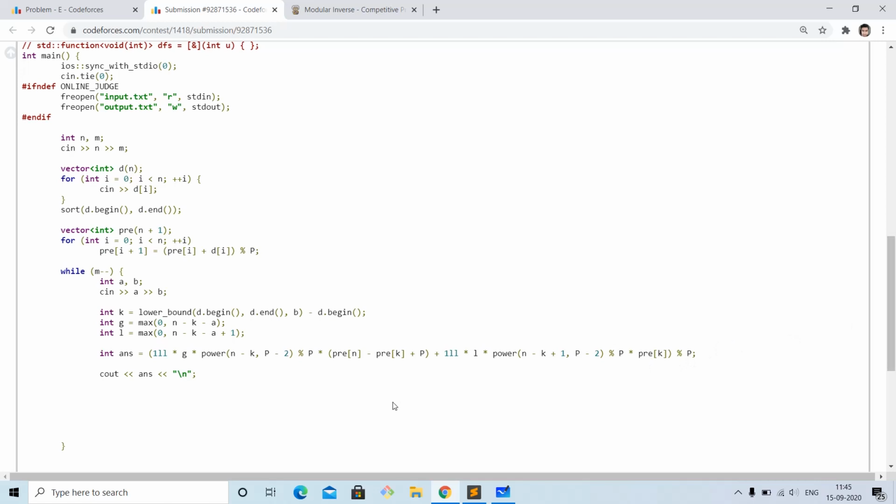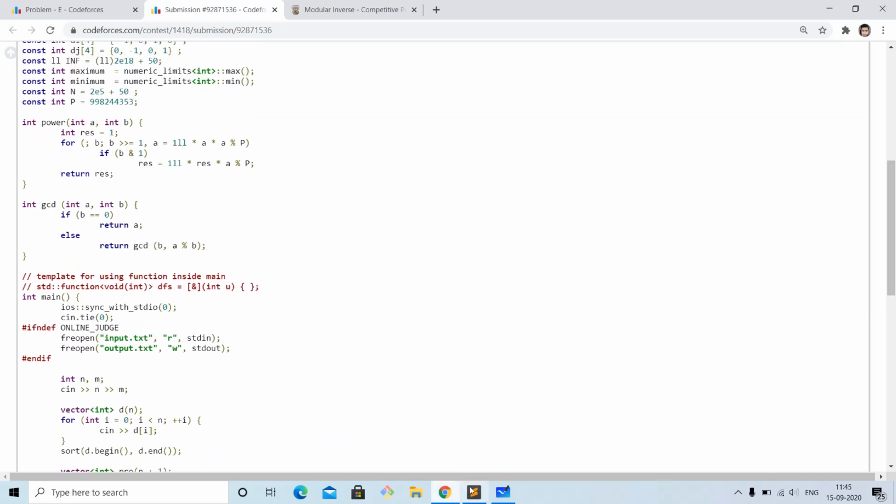In this way we can calculate the answer. I hope you understood some part of it, if not all. With that note, I terminate now.